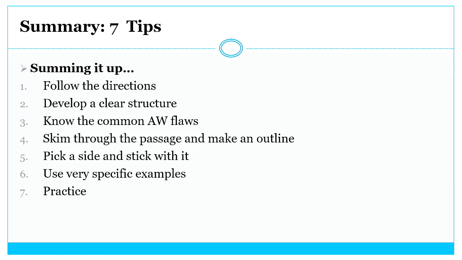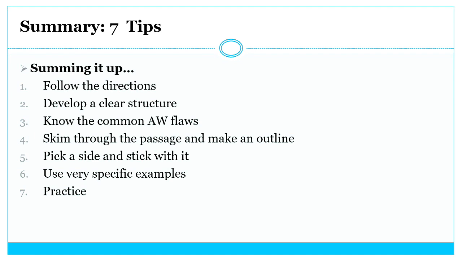Summary of the 7 tips. Follow the directions, develop a clear structure, know the common analytical writing flaws, skim through the passage and make an outline, pick a side and stick with it, use very specific examples, practice. So this is all about the 7 tips for the argument section, argument writing of the GMAT GRE essay.